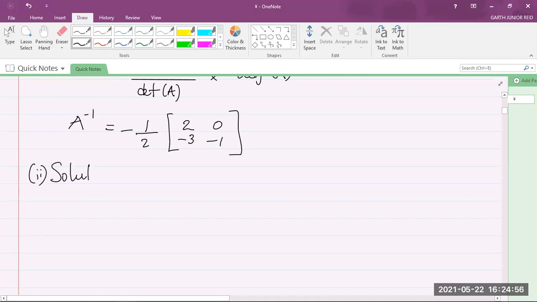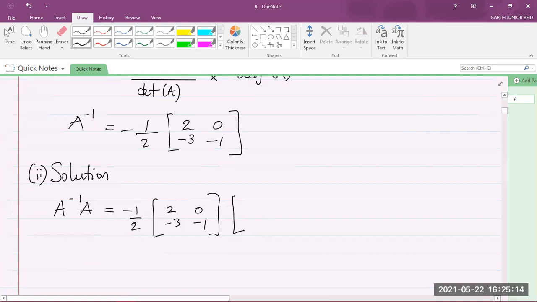So for part 2 solution, we're going to multiply A inverse by A. We know that A inverse is negative a half multiplied by the matrix 2, 0, negative 3, negative 1. And that is multiplied by matrix A, which is negative 1, 0, 3, 2.